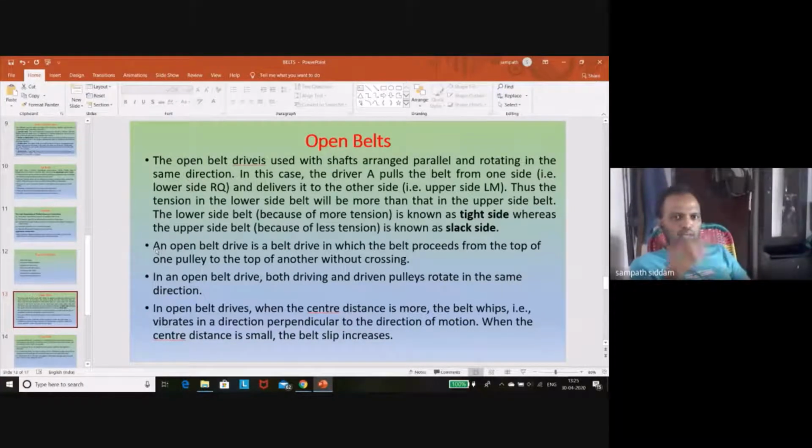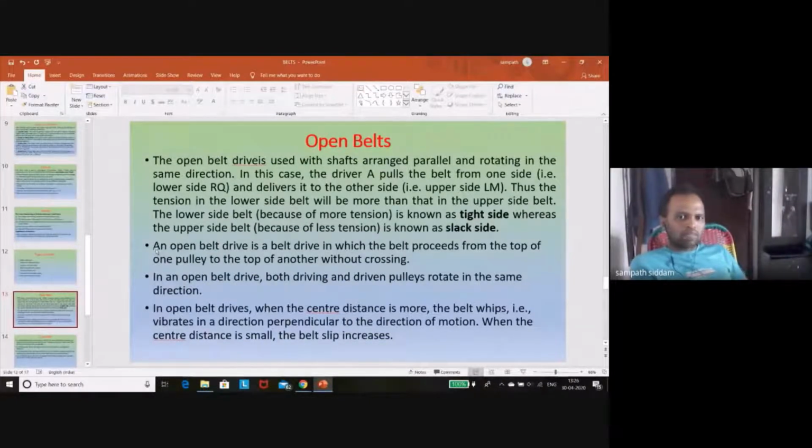The lower side belt, because of more tension, is known as the tight side, whereas the upper side belt, because of less tension, we generally see as the slack side. So this is the tight side, this is the slack side. An open belt drive is a belt drive in which the belt proceeds from the top of one pulley to the top of another without crossing. So that is about open belts.